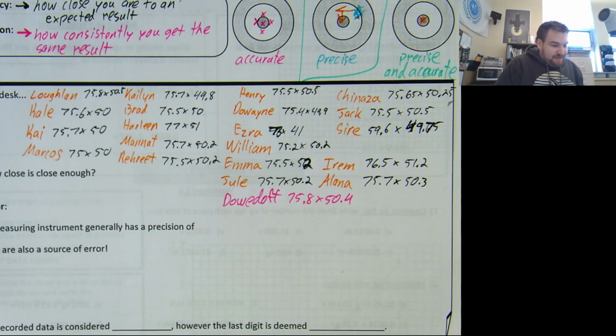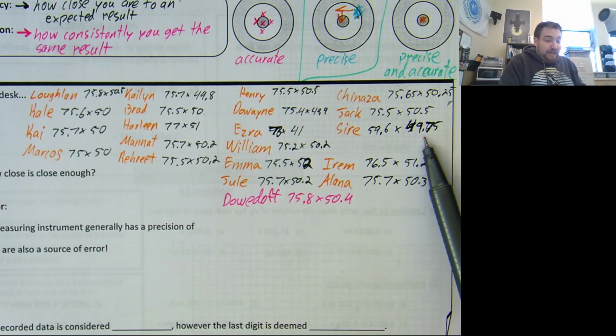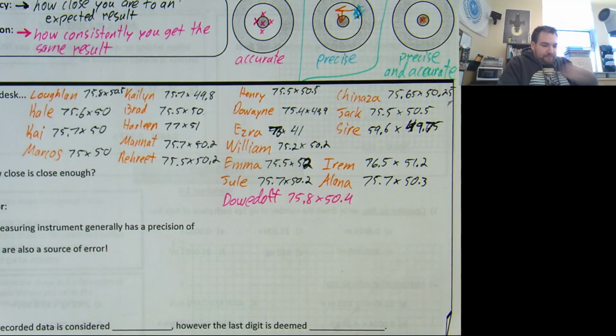Now, some of you guys gave me values that were different levels of precision. I'm using precision differently here. This one, Sire, you said 49.75. So this was a centimeter. You guys all had centimeters on your rulers. Some of you had millimeters as well. Some of you did not have millimeters.